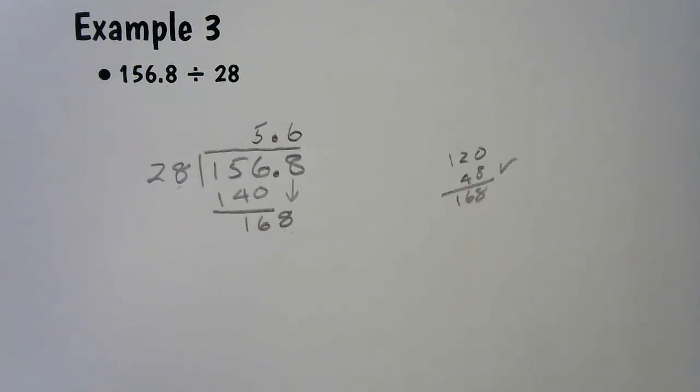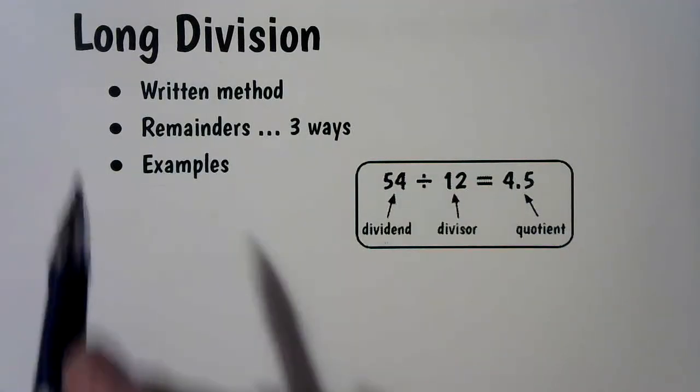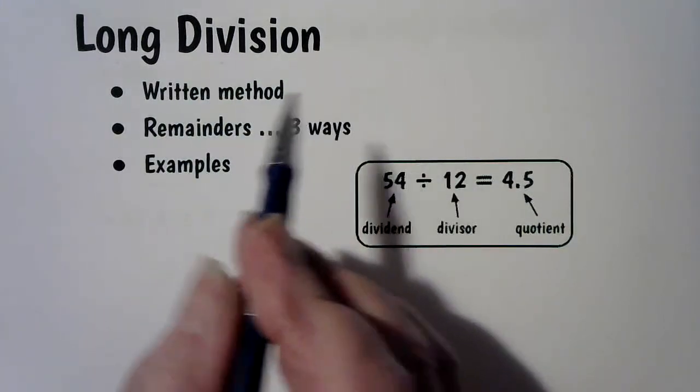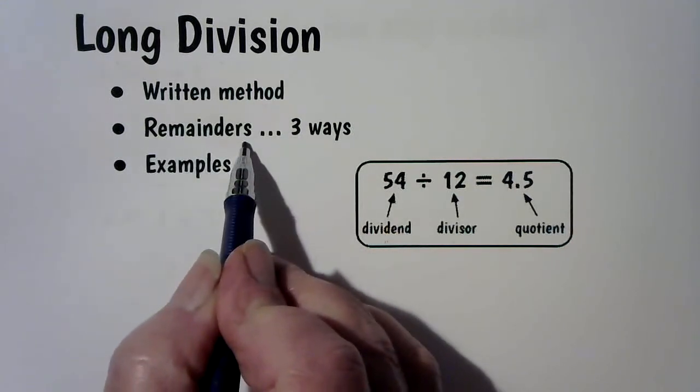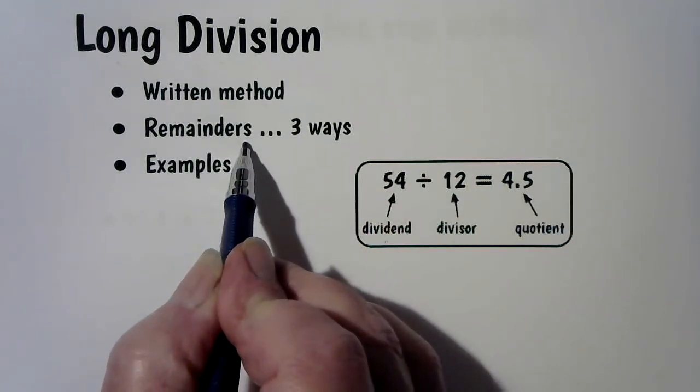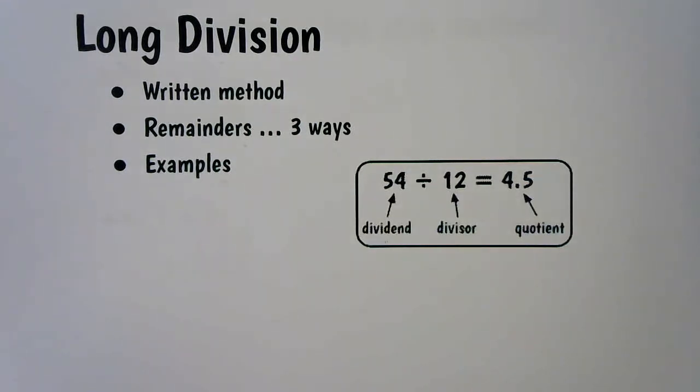So there you go. 3 quick examples. And now you know how to do long division. You know the written method. You know how to deal with remainders if there are any. And you've seen some examples. So all you need to do now is do lots and lots and lots of examples for yourself.